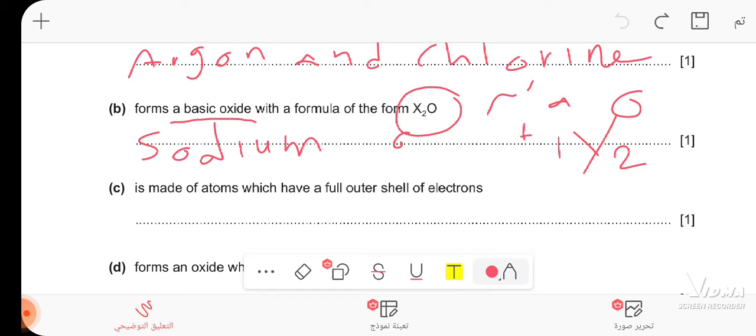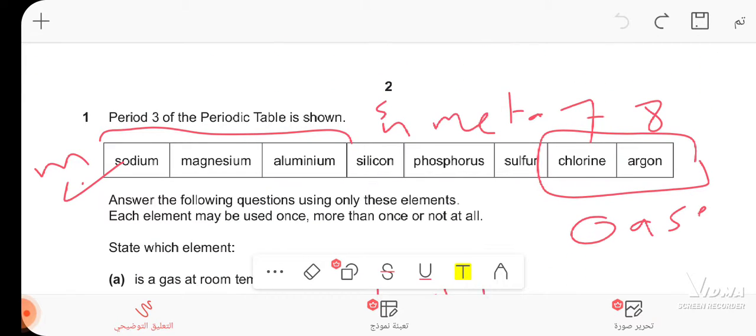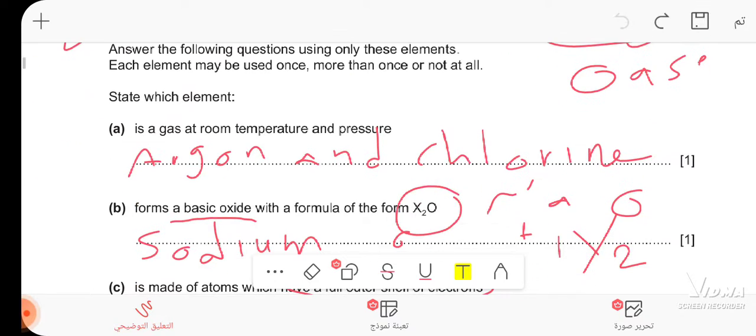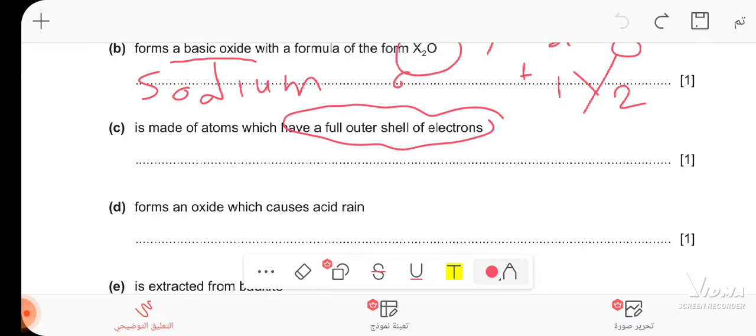Let's move to the next question. Is made of atoms which have a full outer shell of electrons. Elements which have an outer shell full of electrons are only group 8 elements. We call them noble gases or inert gases. Argon's outer shell consists of 2, 8, 8 electrons, a full outer shell. So argon.